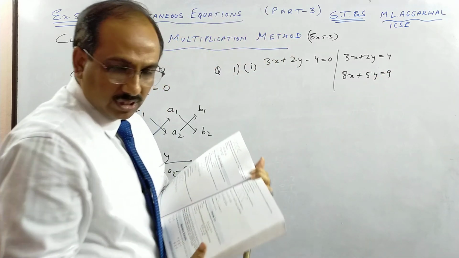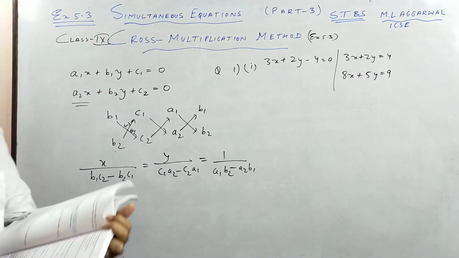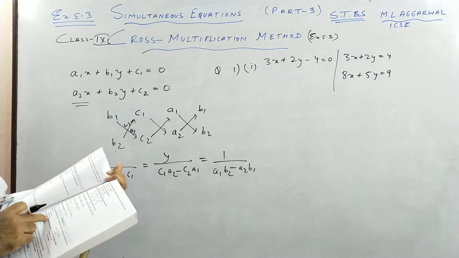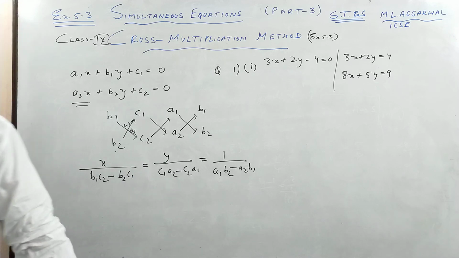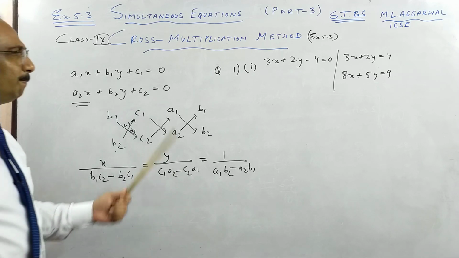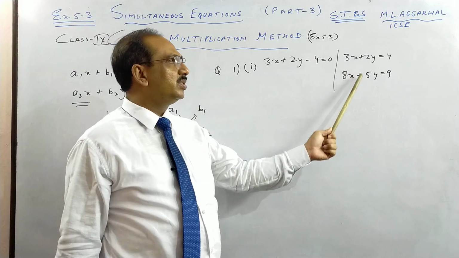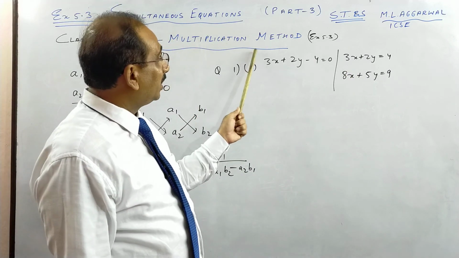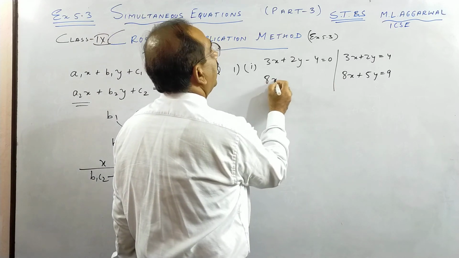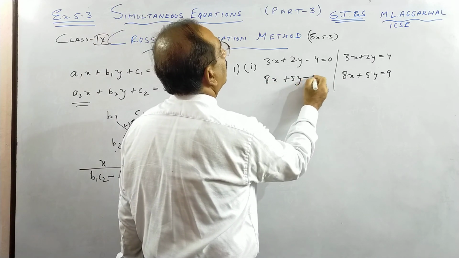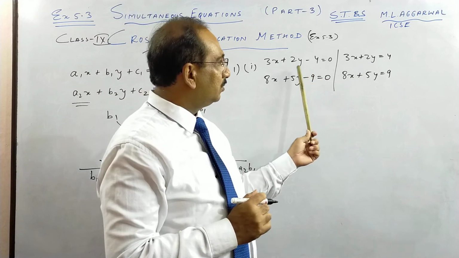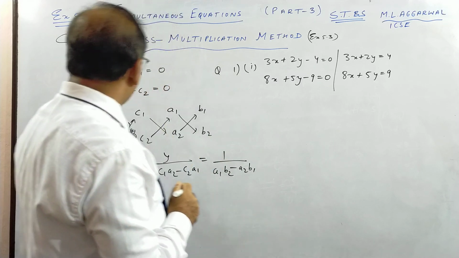Generally, children, in the first two exercises, 5.1 and 5.2, we were using substitution and elimination methods in this format. But for this particular exercise, don't write it like that. Write 8x plus 5y minus 9 is 0. Bring it to this form, then we can apply this formula.